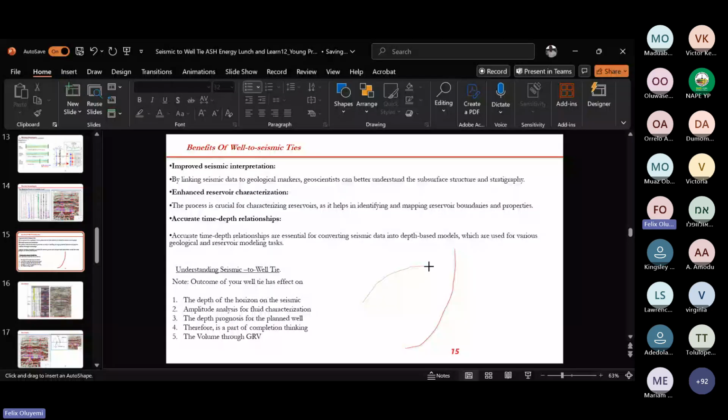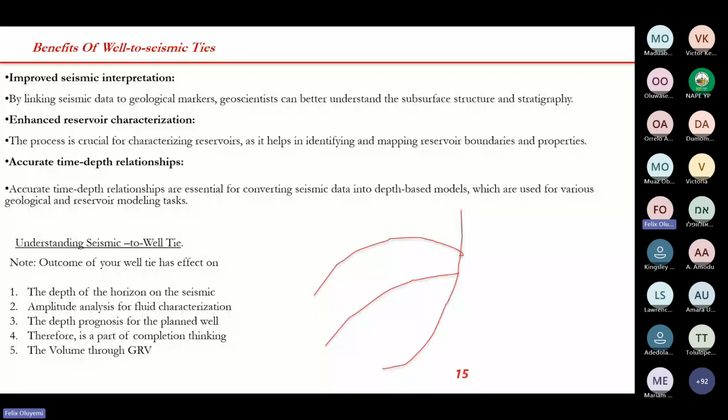Sorry, sir. I don't know if it's just me, I can't see what you're showing. Okay, I'll put it back on slide mode. Okay, can we see this? I just drew something now. Can we see where my cursor is now? Yes, sir, we are seeing.